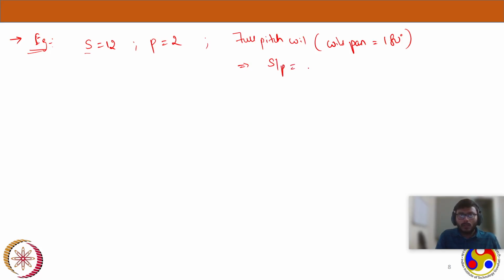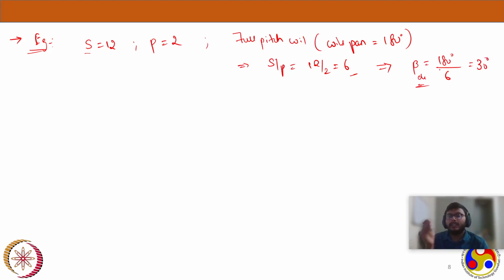Now what will be my beta angle between each slot? What is slots per pole? 12 by 2 is equal to 6. Now this gives me beta equal to 180 divided by 6, which is 30 degrees. This is electrical. Each slot will have 30 electrical degrees of slot pitch. Electrical is very important; you have to always take the electrical beta.